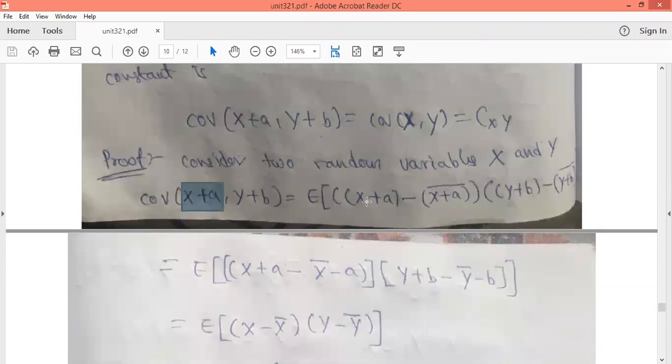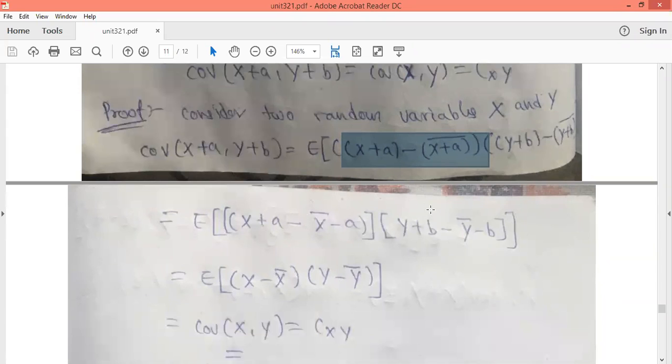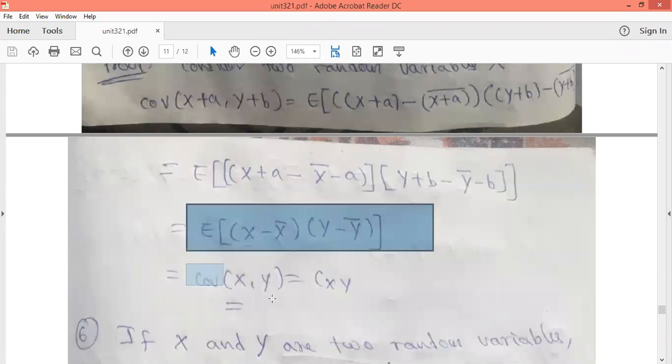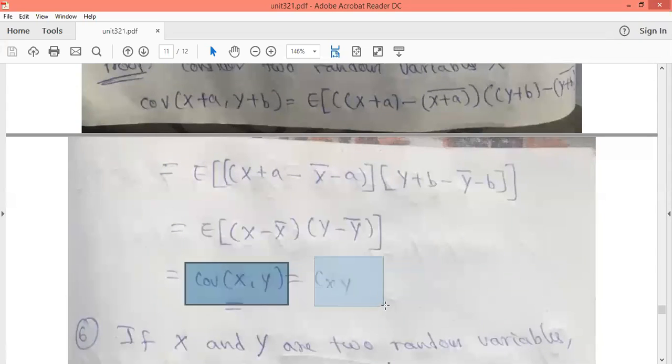Now we open the brackets so that we get x plus a minus x bar minus a bar. a is a constant, so a bar is a only. Similarly, we open the bracket to get y plus b minus y bar minus b bar; b is a constant, so we get b only. So a gets cancelled here and b gets cancelled here. What we get is the expected value of (x minus x bar)(y minus y bar). This is the formula for the covariance of x comma y, so it can be written as Cxy.